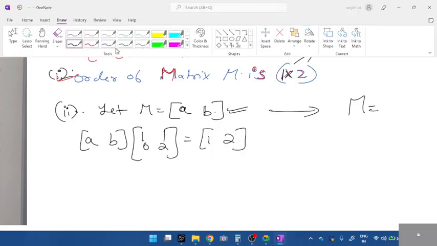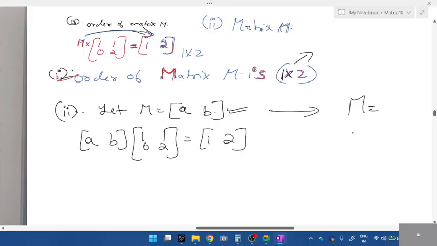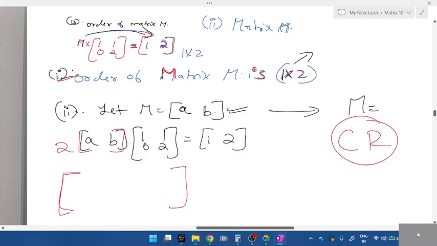For multiplication, what's the rule we follow? What's the alphabet I told you? Column should be equal to row. How many columns are there in the first matrix? 2. How many rows are there in the second matrix? 2, right? So you can multiply them.